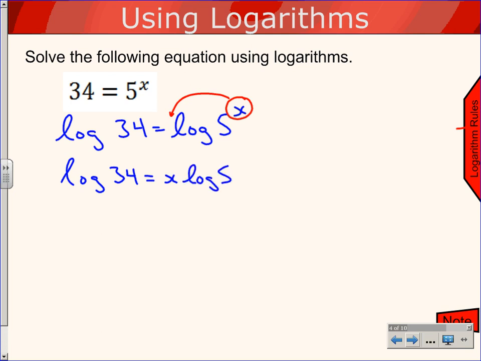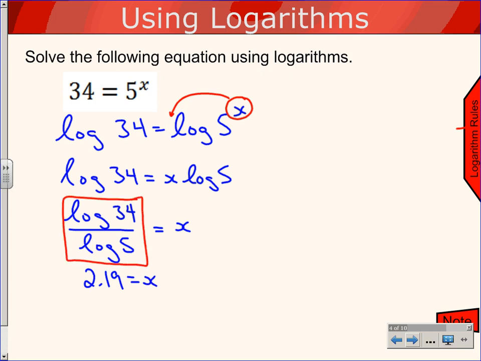And log of 34 and log of 5 are just numbers. So x is log 34 over log 5. And that's our exact value. And exact values are good. I will get a decimal here for you just so we can see it. 2.19 approximately. But that's a good answer right there too. Okay, that would be our exact form.